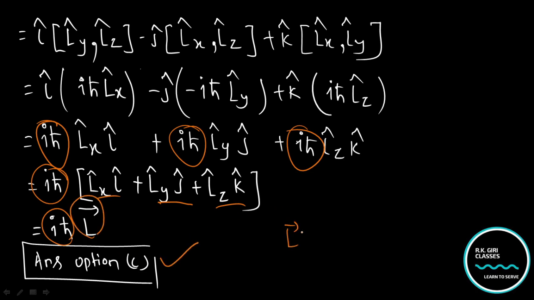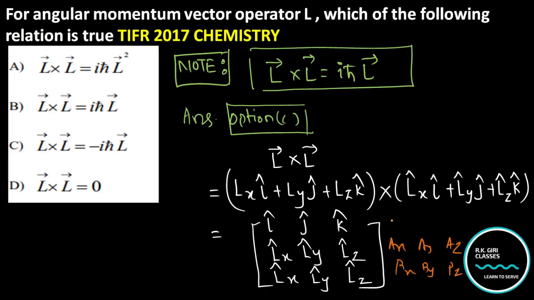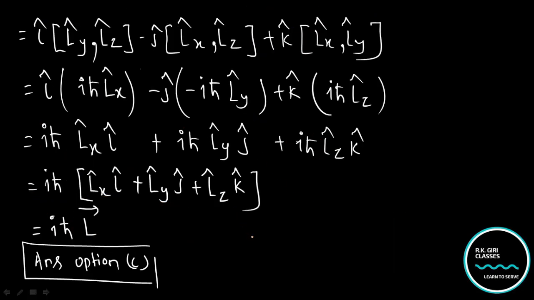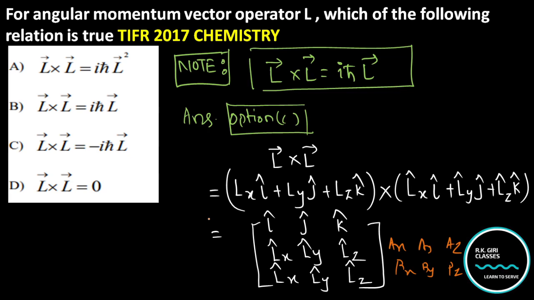So always remember this one. The result will be iħ L. So this is L cross L, the result will be iħ L. Okay, so what will be the answer? Answer C. L cross L. It will not be minus iħ. Always remember that it is plus iħ.